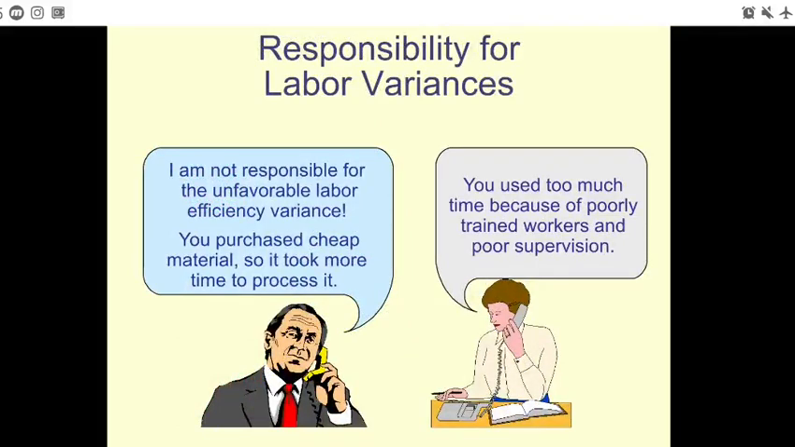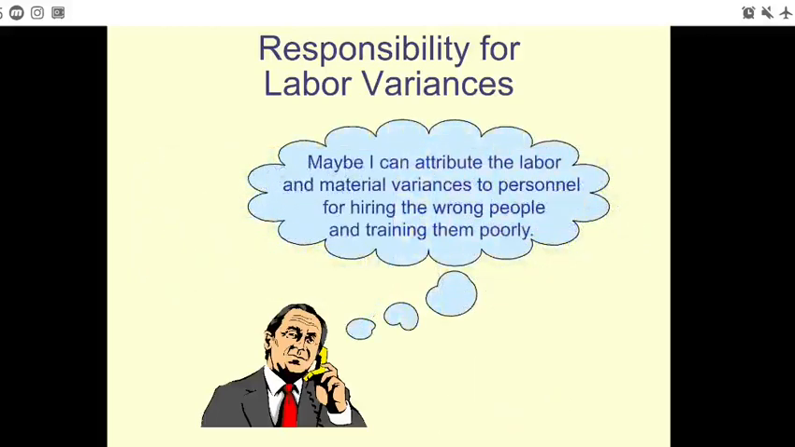So these are additional things I see here. The human resource department also has practices, the practice or things that are done by the human resource department also can influence the labor variance.